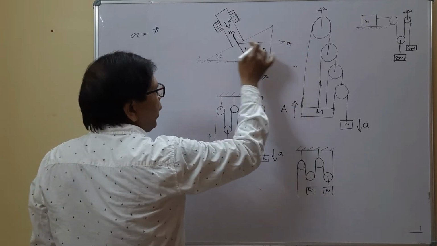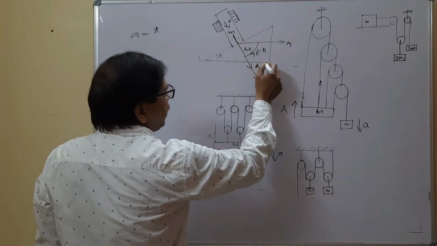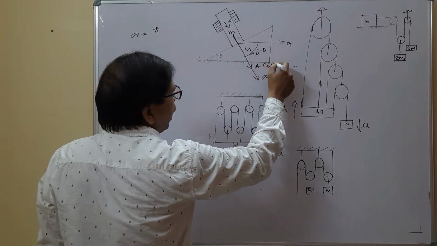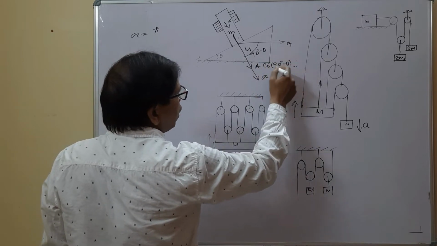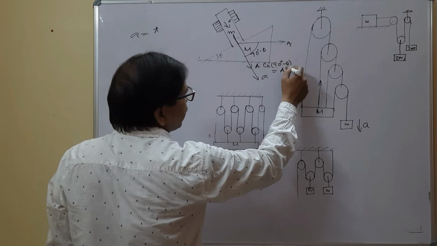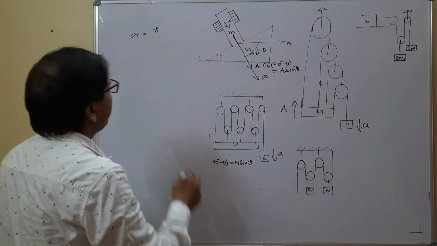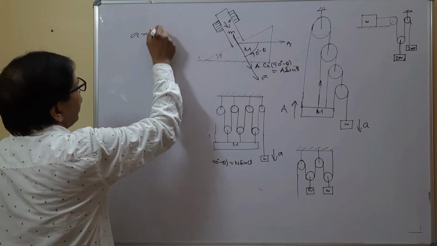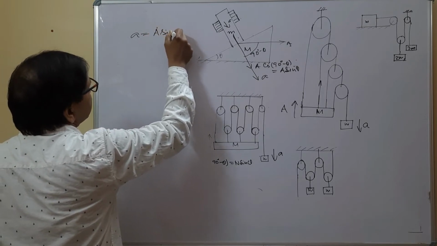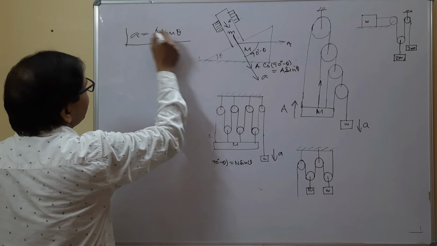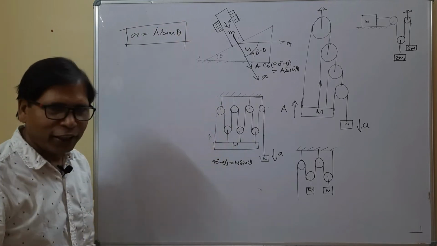The component of a along this line is a cos(90 degrees minus theta), so this is a sin theta. Now these two axes are the same, so small a equals capital A sin theta. This is the constraint relation.